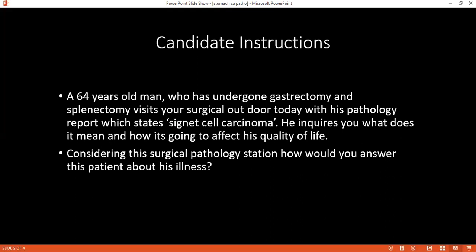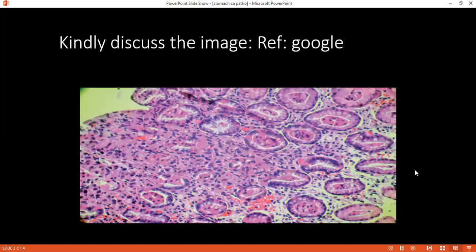Okay, good. Can you please explain this image for me? What do you see? This is a histological slide with a hematoxylin staining showing signet ring cells, which can signify carcinoma stomach.